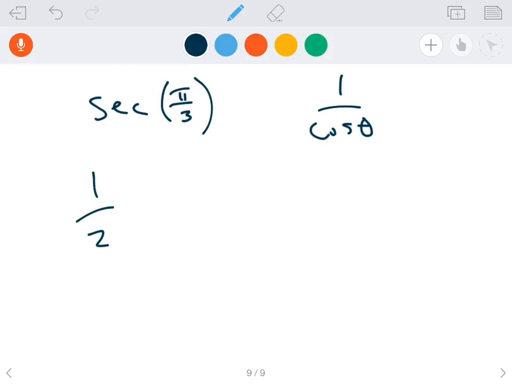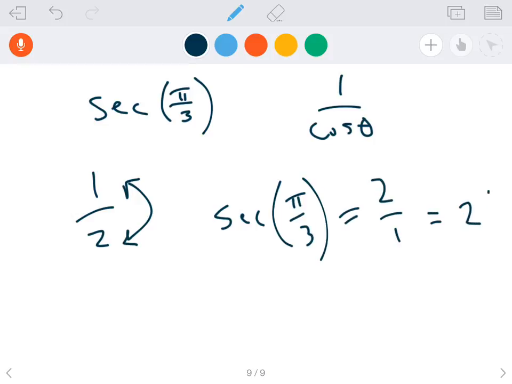What if it asks you for, say, the secant of pi over 3? I don't have a clue. What I do know is that secant is 1 over cosine, aka the reciprocal. So if I take the reciprocal of the cosine of pi over 3, which was 1/2, the reciprocal of that means I just flip it over, which means that the secant of pi over 3 is just 2 over 1, or 2. I could not tell you that off the top of my head, but I can figure it out very quickly.